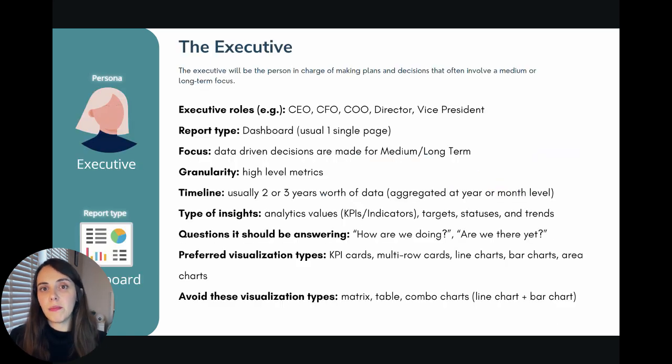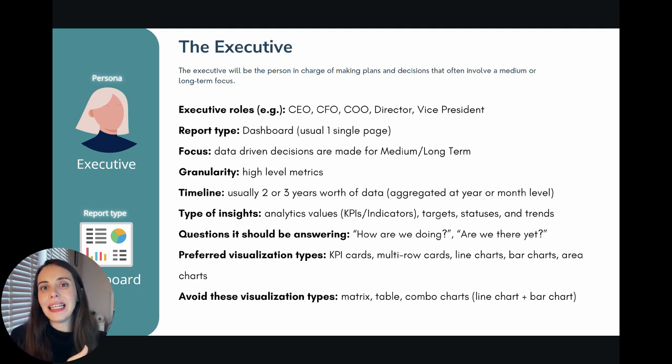So let's talk in a bit more detail about the executive type of persona. The executive will be the person in charge of making plans and decisions that often involve a medium or long-term focus. This is the reason why usually they don't really want to dig into the details of why this metric doesn't look correct or why are we below target. I think they just go to the person directly and ask because they don't want to go and do all these crazy things in a report when they can just go to whoever is responsible, for example, for marketing, and just ask why is this KPI so low.